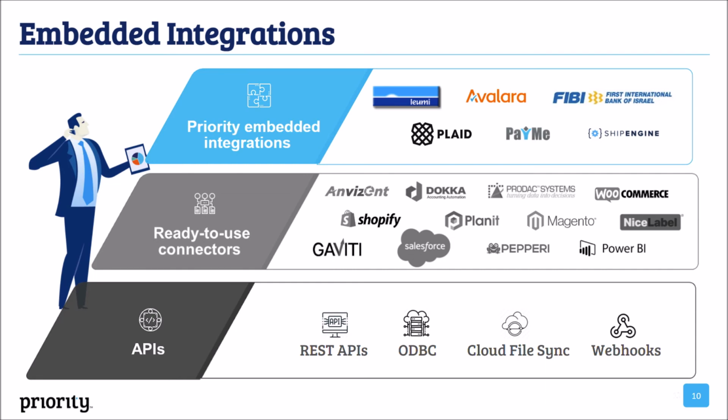The same can be said about our integration with Avalara that provides real-time advanced tax calculation directly in Priority. We're also connected to world-known shippers such as FedEx, UPS, and many more, providing our customers with the ability to seamlessly deliver goods around the world without leaving Priority's interface. Of course, these are just some of the examples of our embedded solutions, and there are many more.